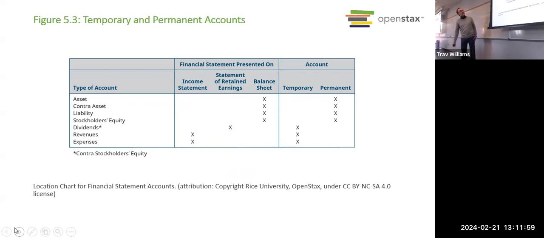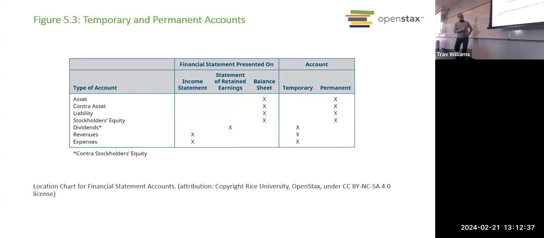Okay, so here we see the different types of accounts. This is just a helpful reference for you to see what I'm talking about. Okay, asset accounts and liability accounts and stockholders' equity. All of those accounts show up on the balance sheet, and they're all permanent. They do not get closed out at the end of the period.